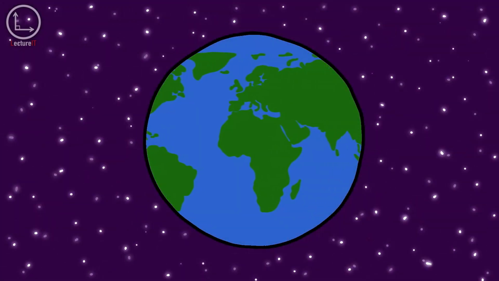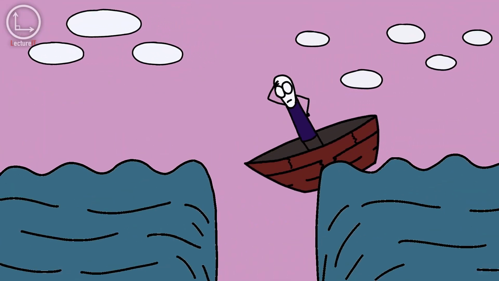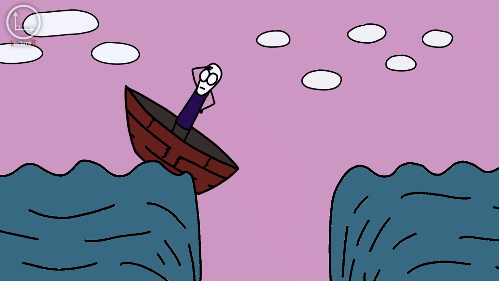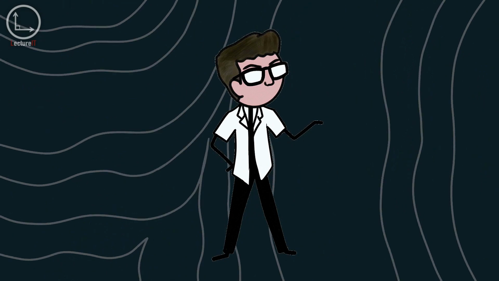The ocean is a vast expanse of water that covers over 70% of the Earth's surface. But have you ever wondered where one ocean ends and another begins? Ocean currents play a significant role in determining the boundaries between different oceans. So let's have a look into this.